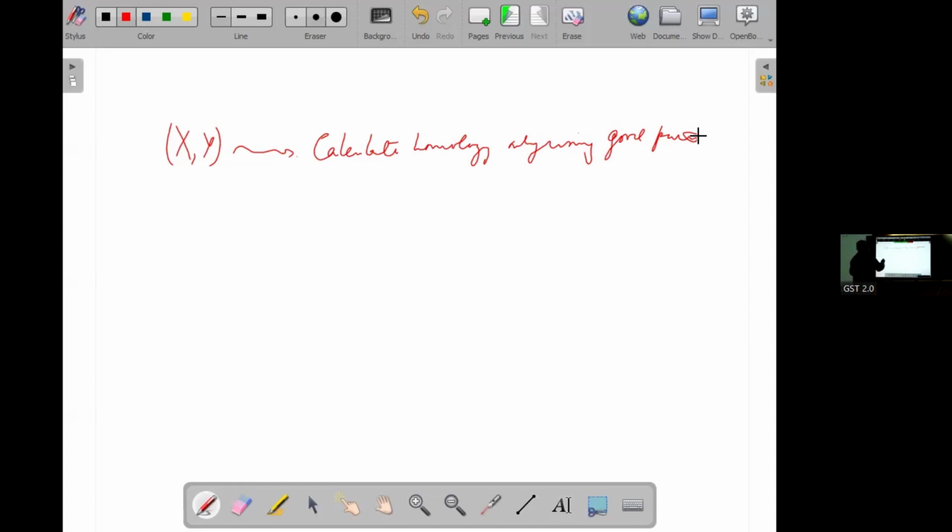So the idea is that if I can write X equal to X_0 contains X_1 contains X_2 contains ... contains X_n, maybe X_n is equal to Y, such that each pair (X_i, X_{i+1}) is a good pair, and it has only i-th homology. It's an i-good pair.